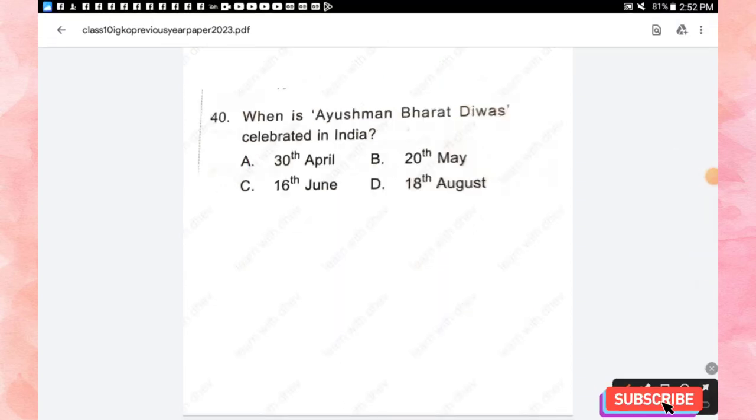When is Ayushman Bharat Divas celebrated in India? 30th April, 20th May, 16th June, 18th August. Option A is the right answer.